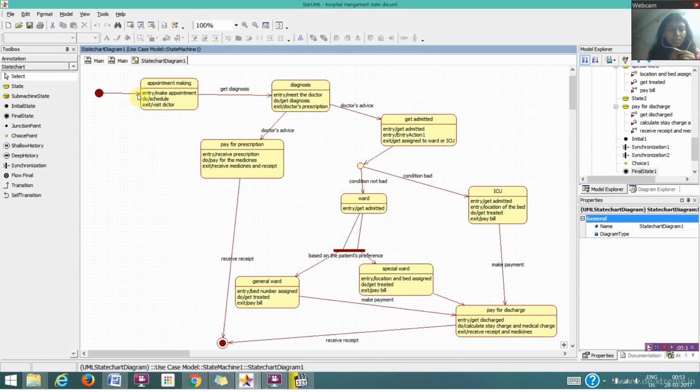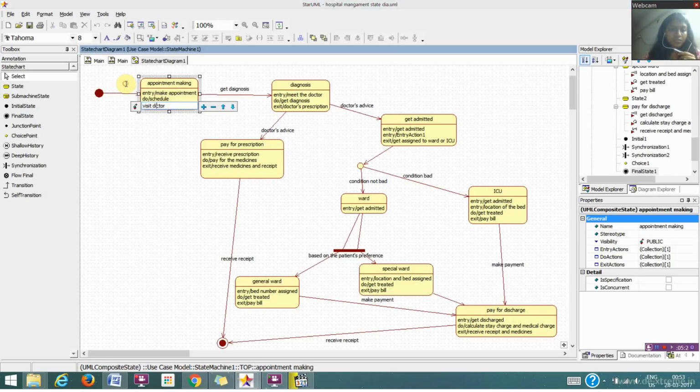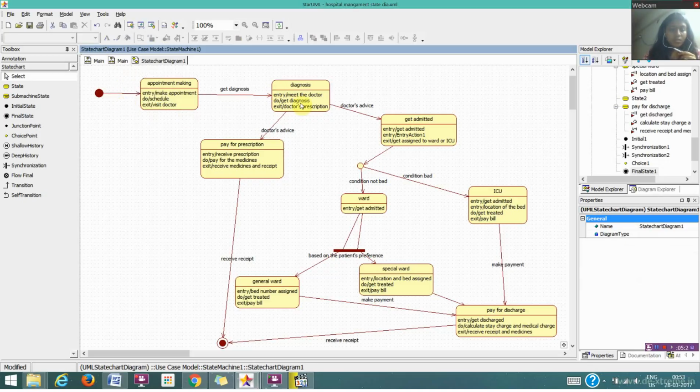So this is the starting state, and the first state is going to be appointment making. The interaction is making an appointment, and the do action is to schedule an appointment with the doctor, and the exit state is going to be visiting a doctor. And what happens next is, when the patient gets a diagnosis, he moves on to the next state called diagnosis, and there he gets to meet the doctor, get a diagnosis and a prescription.